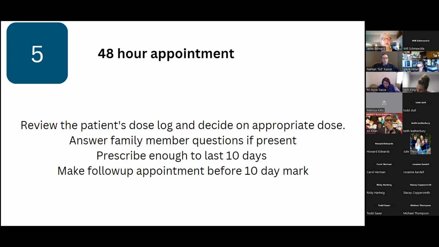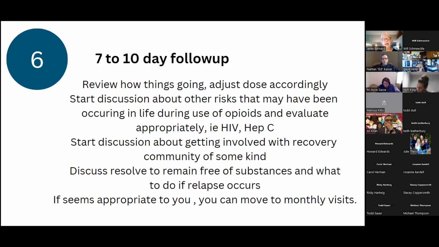So then at 48 hours, I'd go through the patient's log and decide on the appropriate dose, and answer family member questions if they're present. Based on how much they're using, I'd make an appointment to see them in about 7 to 10 days, whatever works out with their schedule and yours. At 7 to 10 days, we review how things are going and adjust the dose accordingly. At that time, I think they're stable enough.